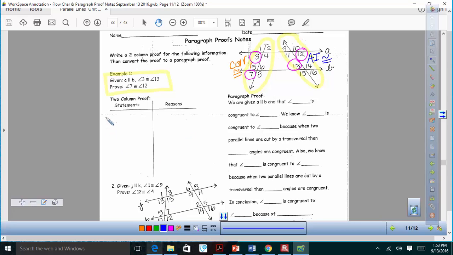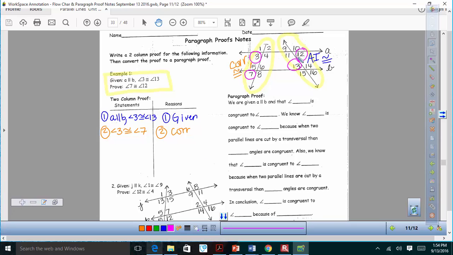So our first is going to be our given. A is parallel to B, and angle 3 is congruent to angle 13. The reason for that is because it's given. Okay? My second step is one of the angle relationships, so we'll do this one first. Angle 3 is congruent to angle 7. And the reason for that is corresponding. Since we're writing the paragraph, I'm not going to make you write it all out.